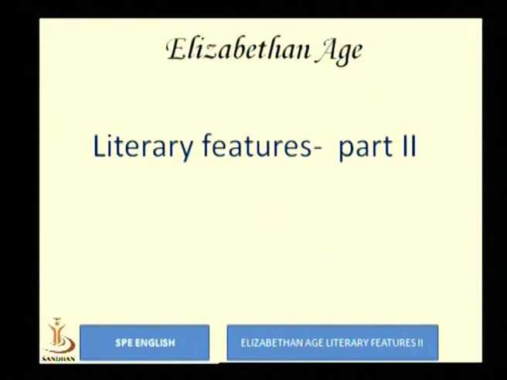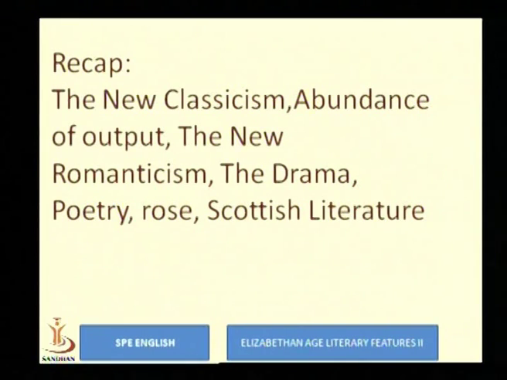So quickly, can we have a look at each and every aspect of the literary feature once again? As I said, a quick recap: we did discuss the new classicism, abundance of output, and the new romanticism, the drama, poetry, prose, and Scottish literature in our part 1. Today we discussed a lot of other aspects. What are the points that we discussed today?